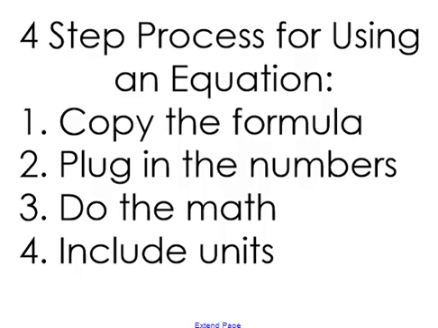We'll do a quick review of our 4-step process. First, we're going to copy the formula. That's what we just came up with. Then we're going to plug in all the values we know. Third, we're going to do all of the computations. And fourth, we're going to make sure that we include the correct units. For area, we will always be using units squared.